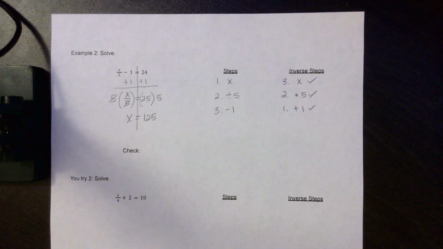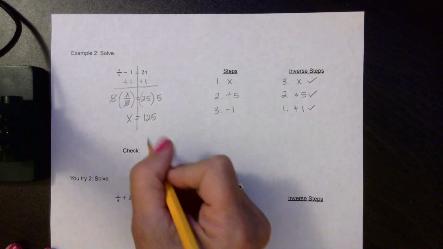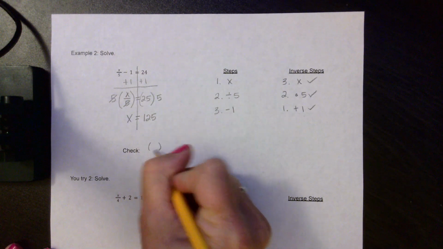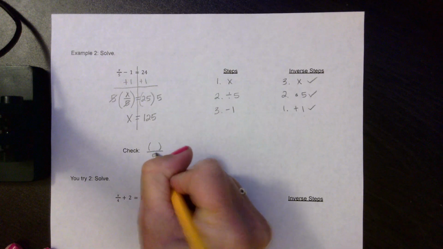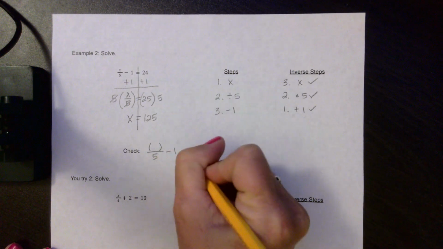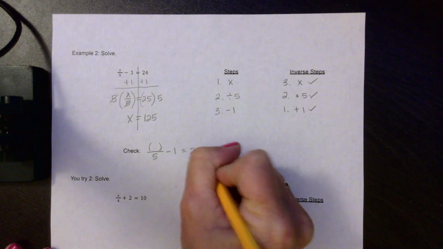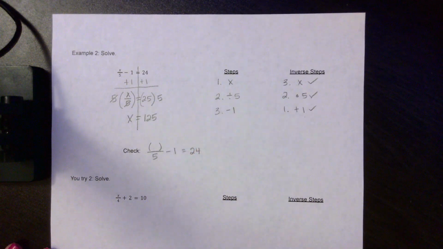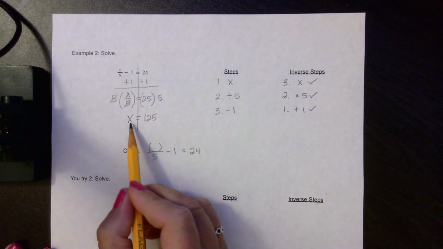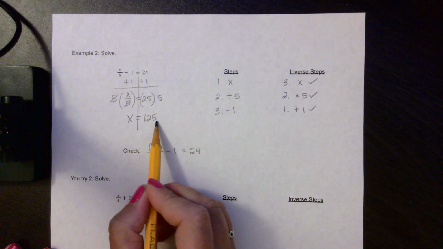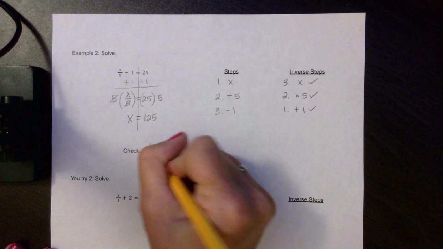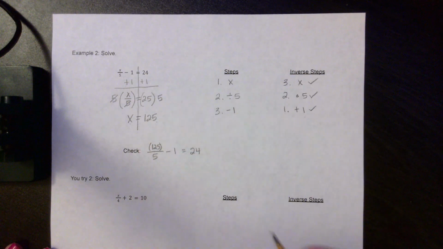So I always want you to check. I've talked about this before. I like to know that I'm right. So we write the original equation with parentheses where we are going to put in our variable. And here we're checking x equals 125. So I put in 125.